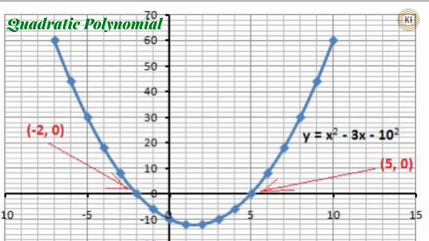Now a few more examples. The next example which you can see on your screen is of a quadratic polynomial. Now as you can see in the graph, it is cutting the x-axis at 2 points. One point it is cutting at (-2, 0), and a second point it is cutting at (5, 0). So if you remove the y value, 2 zeros you will get. One will be -2 and the second one will be 5. Why? Because it is cutting the x-axis at 2 points.